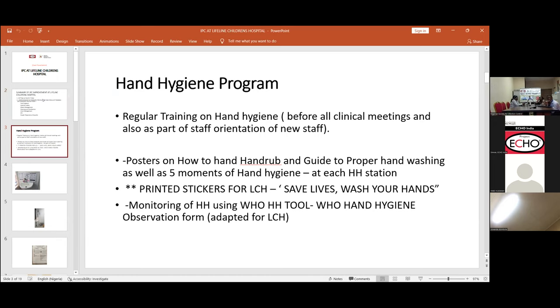We've also had regular training on hand hygiene. We have this before all clinical meetings, and we've included it as part of our orientation of new staff. We have posters on how to hand rub and a guide to proper hand washing, as well as the five moments of hand hygiene, and we have those at every hand hygiene station. We also printed some stickers for the hospital, Lifeline Children's Hospital. Each sticker is a little round sticker saying, save lives, wash your hands.